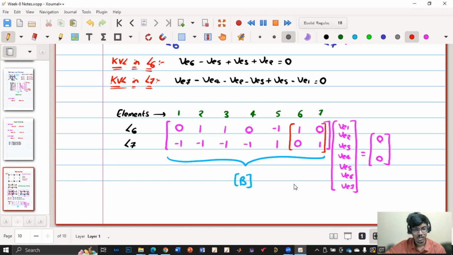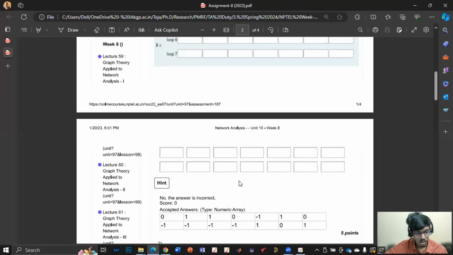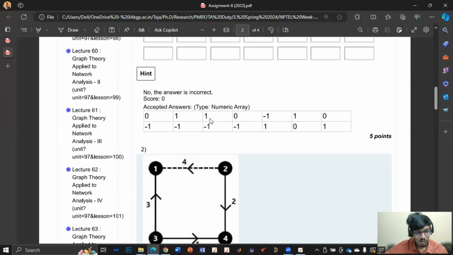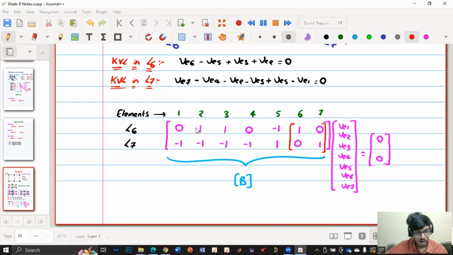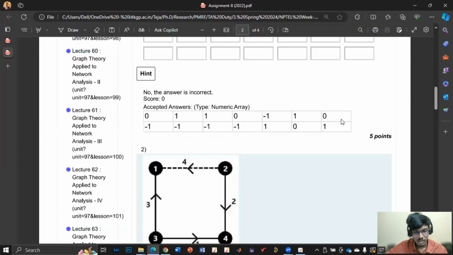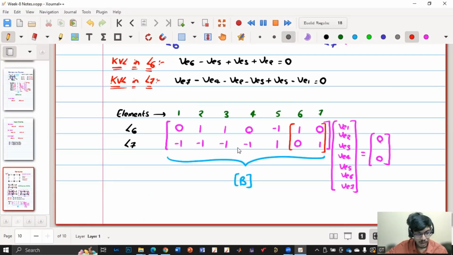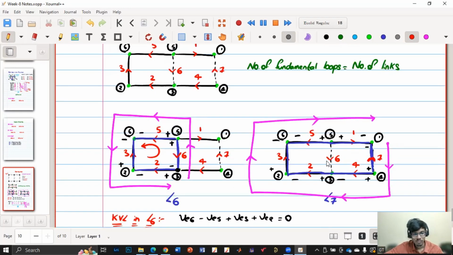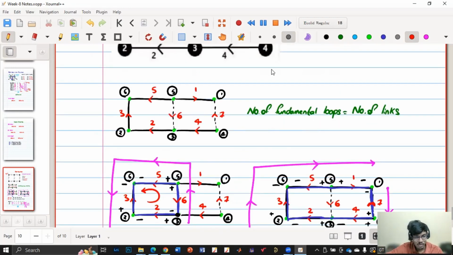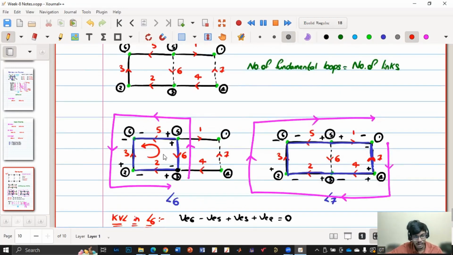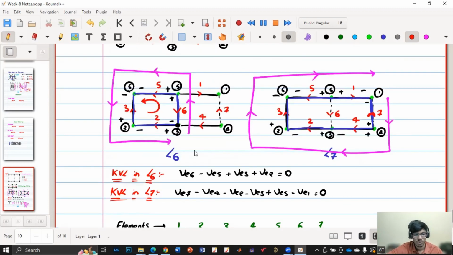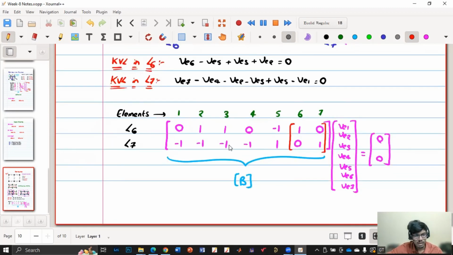Yes. So we'll just go back and see whether the answers are correct or wrong. So we have 0, 1, 1, 0, 0, 1, 1, 0, minus 1, 1, 0, minus 1, 1, 0, and minus 1, minus 1, minus 1, minus 1, 4 minus 1 followed by 1, 0, 1, 4 minus 1 followed by 1, 0, 1. So basically, you just need to have the understanding of how to get the matrix and the convention that needs to be followed. Then you will get this B matrix simply and you can solve.